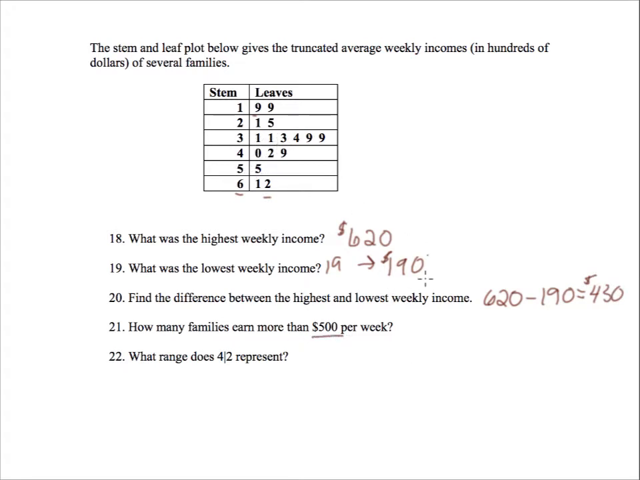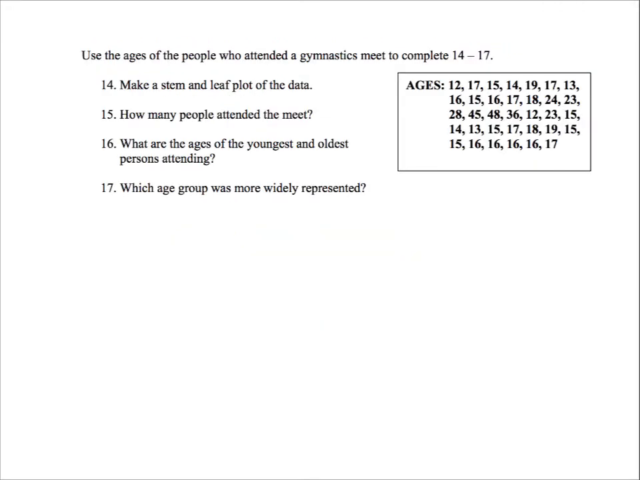How many families earn more than 500? Well, that's just 4 families: the 550, the 601, 610, and 620. And what does 4|2 represent? Well, that's $420 per week.